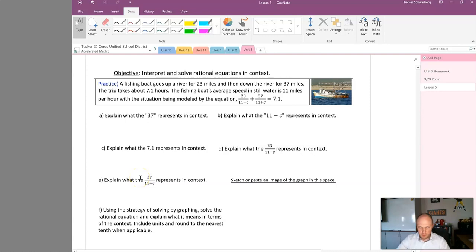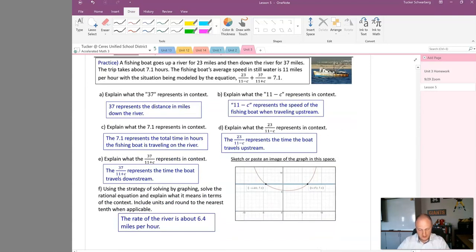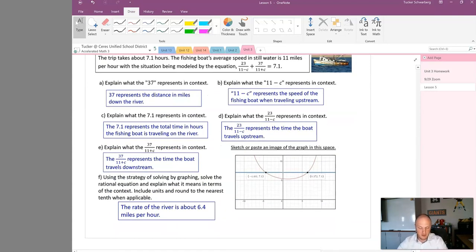Okay, hopefully you paused and inputted your solutions. Here is the solution to this. Part A, the 37 represents the distance in miles down the river. 11 minus C represents the speed of the fishing boat when traveling upstream. Part C, 7.1 represents the total time in hours the fishing boat is traveling on the river.